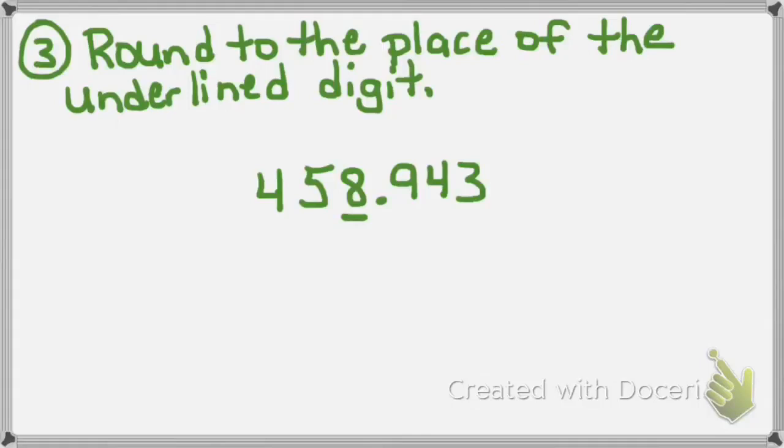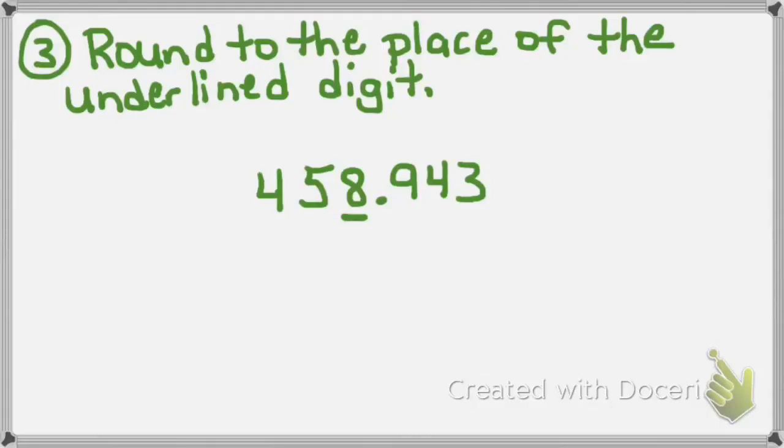Example number 3 shows a way that sometimes you'll see a problem. Sometimes rather than telling you the place to round to, the directions will simply say round to the place of the underlined digit. They give you a number and one digit is underlined. Here we have 458 and 943 thousandths, and the 8 is underlined.